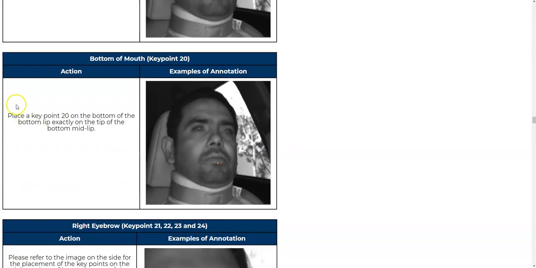So the bottom of mouth, key point 20, is placed on the bottom lip, exactly on the tip of the bottom mid lip. You can see there's a line here separating the lip and the chin area. So it should be in the middle and at the bottom of the bottom lip.